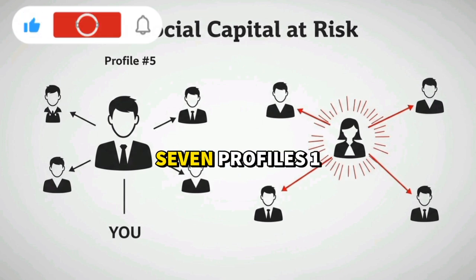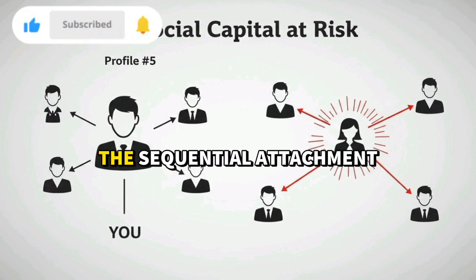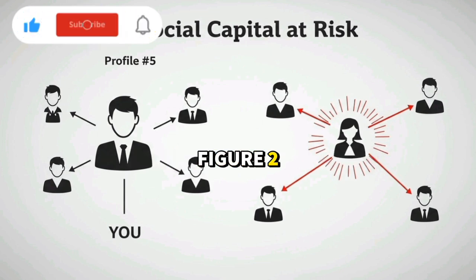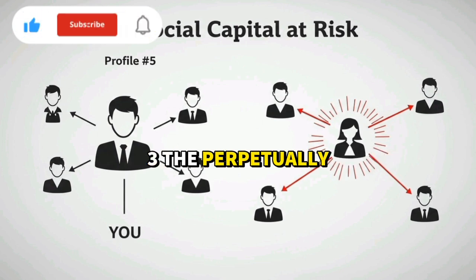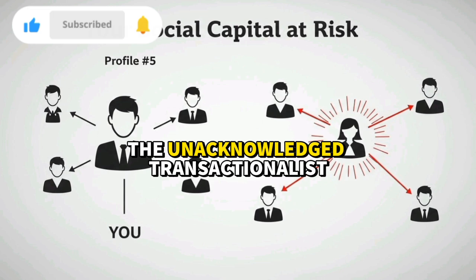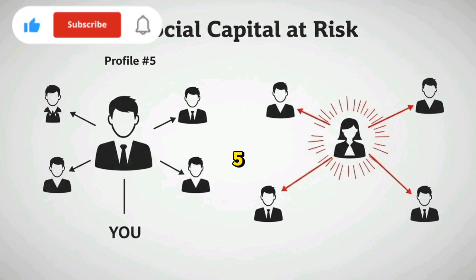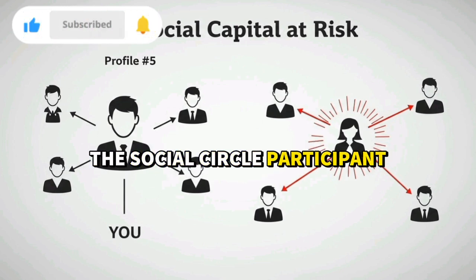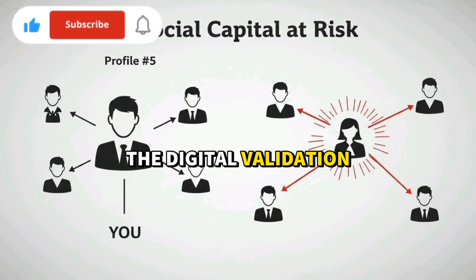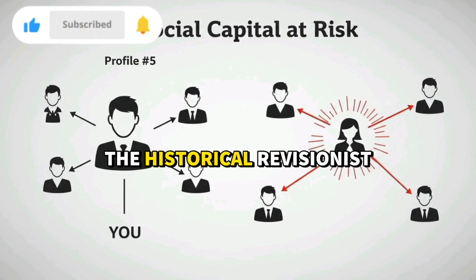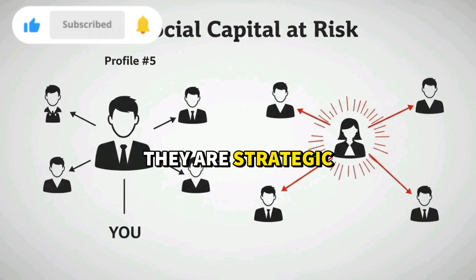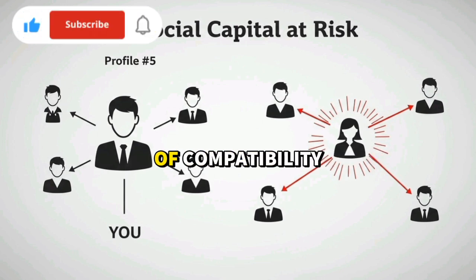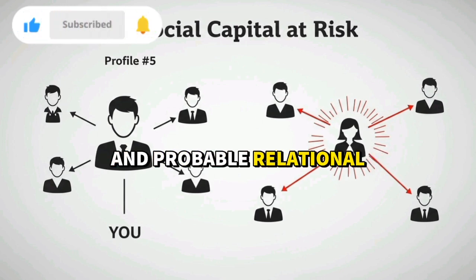To recap the 7 profiles. 1. The sequential attachment figure. 2. The retrospectively reformed reveler. 3. The perpetually orbited. 4. The unacknowledged transactionalist. 5. The social circle participant. 6. The digital validation seeker. 7. The historical revisionist. These are not moral condemnations. They are strategic, evidence-based assessments of compatibility and probable relational outcomes.